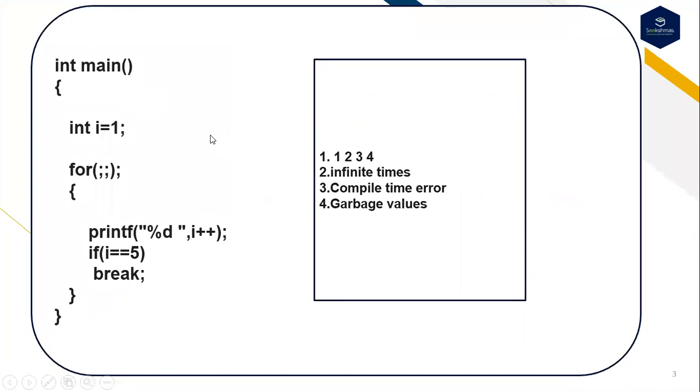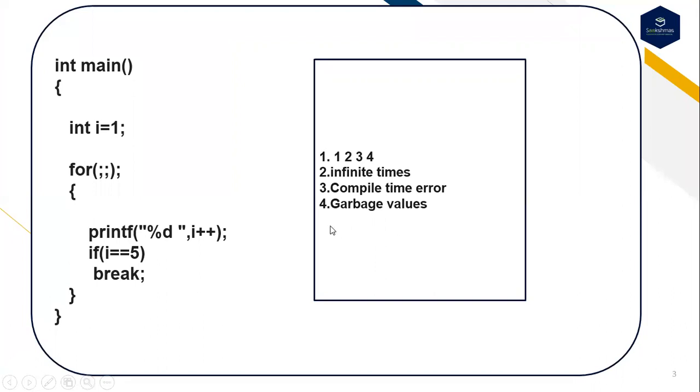This is the first question. int main, int i = 1; for (;;); Inside the for, I have placed two semicolons. After the for loop also, I have placed a semicolon. printf("%d", i++); if i is equal to 5, then I have placed the break. Predict the output of this code.